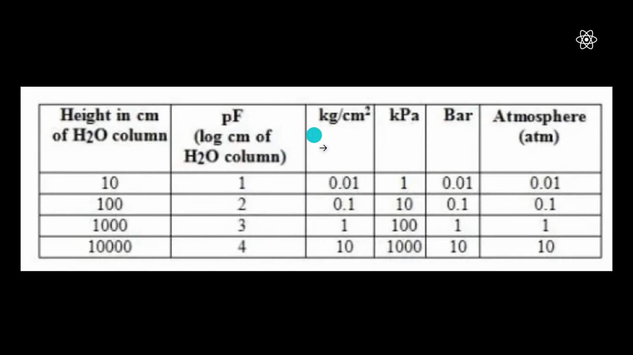Then, our kilogram per square centimeter is 0.01. Then, our kPa is 1. Then, our bar is 0.01. Then, our atmosphere is 0.01. Then, if our height is 100, our PF is 2. Then, our kilogram is 0.1, then our kPa is 10, and then our bar is 0.1, then our atmosphere is 0.1, and so on and so forth.